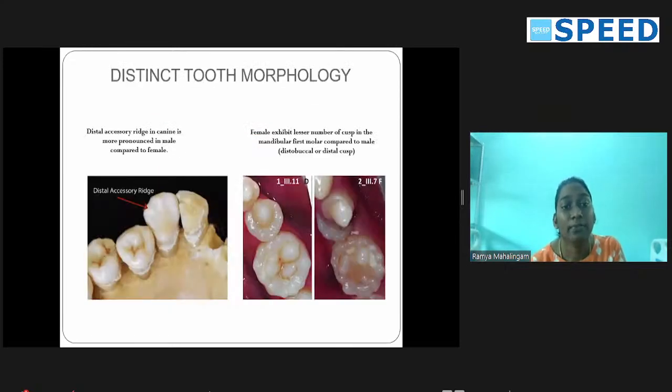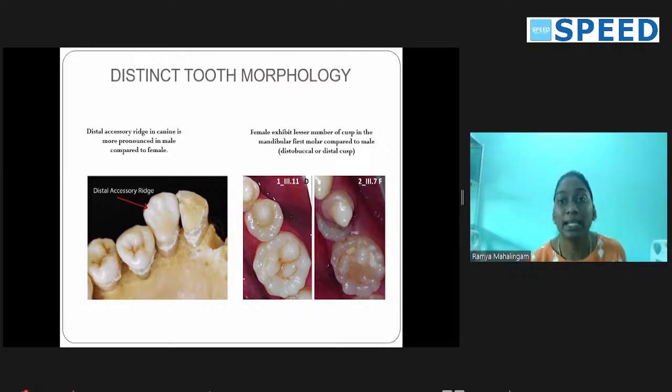So other than that, you can find distinctive tooth morphology like distal accessory ridge and cusp in the molar tooth, and sometimes it is very specific for some ethnic groups. Okay, some ethnic groups might show this distal accessory ridge and extra cusp. Okay, and even the male and female population can also show different extra distinct tooth morphology. With these tooth morphologies, you can find some relation to the sex of the patient.